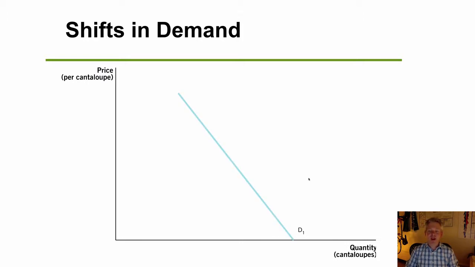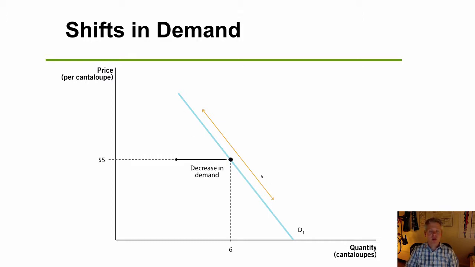So here's a demand curve for cantaloupes. And this is what we mean by movements up and down the demand curve. Things that cause you to move up and down the demand curve are, well, we haven't gotten to supply yet, but if the supply were to change, then you might move up and down this demand curve. That is a change in the quantity demanded. If price changes, the quantity demanded changes. That's what we're talking about by movements along the demand curve.